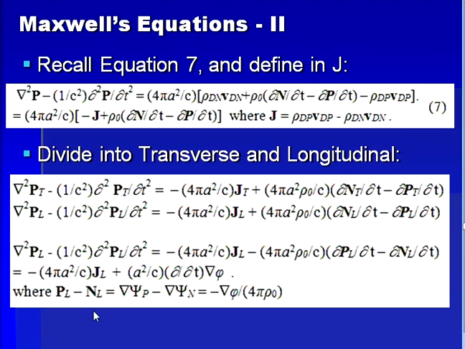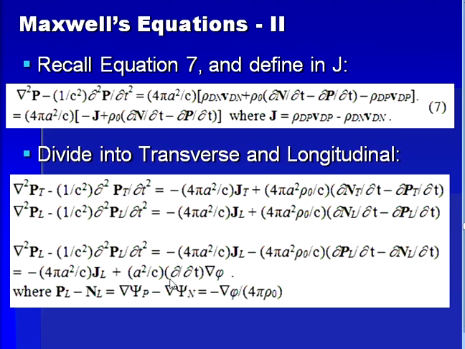P sub L can be expressed as the gradient of psi sub p, and n sub L can be expressed as the gradient of psi sub n. We can then again make the substitution for phi as was made in the previous slide, shown again here, where phi divided by 4 pi rho 0 is equal to psi sub p minus psi sub n. As can be seen, making this substitution changes the sign on the second term of the right-hand side of the equation from a minus to a plus, and also cancels out the 4 pi rho 0 term.